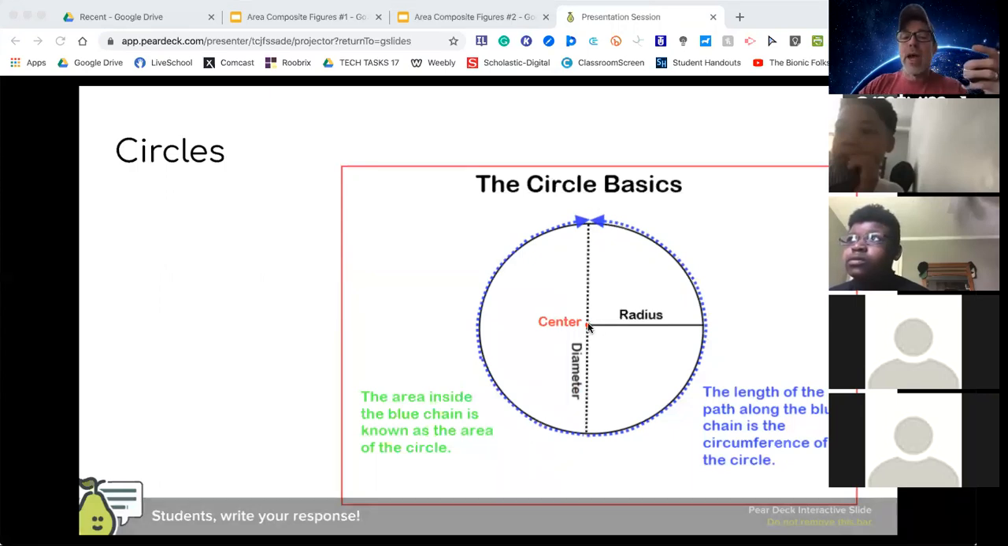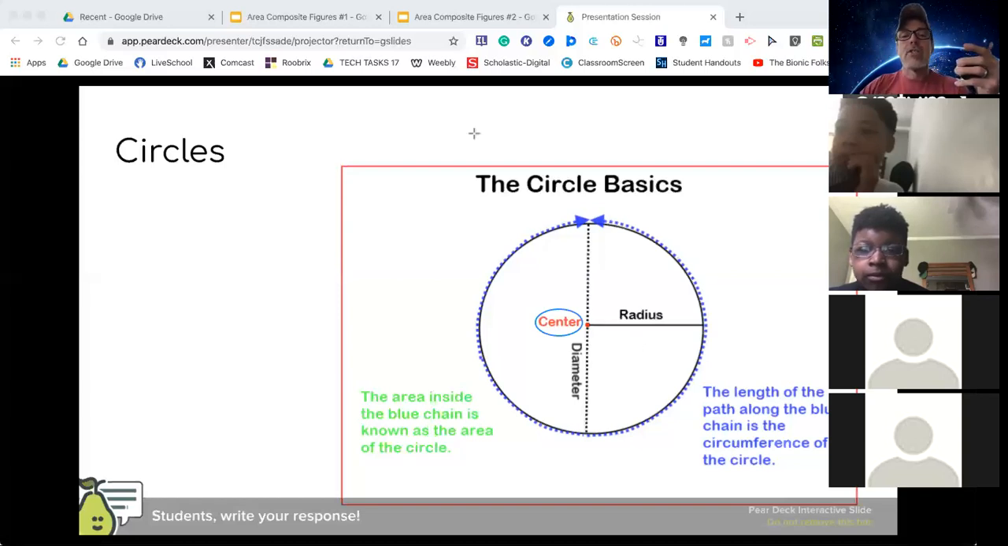Here, radius is half of the diameter. Here's the definition of radius. The definition of radius is that it is from the center point out to the circumference edge, which happens to be half of the diameter, right? And then the definition of a diameter is a chord, a line that goes all the way through the center of the circle to each edge.